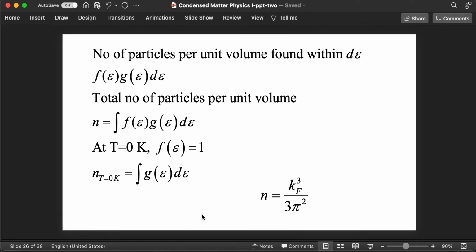And if I integrate it over all possible values of E, I will get the total number of particles per unit volume. So then at t equal to 0, obviously f of E will always be 1. So I can just basically integrate G of E dE and I will get the total number of particles. Please integrate this and show that n is kF cubed by 3 pi squared.